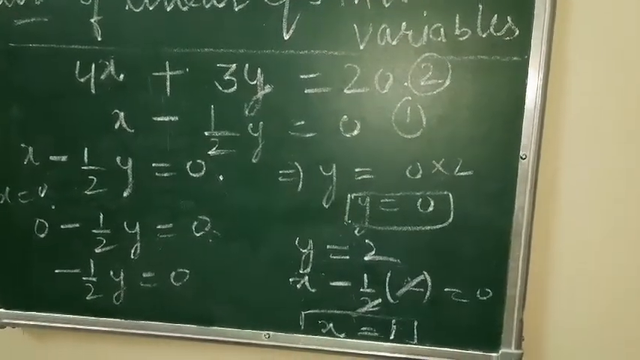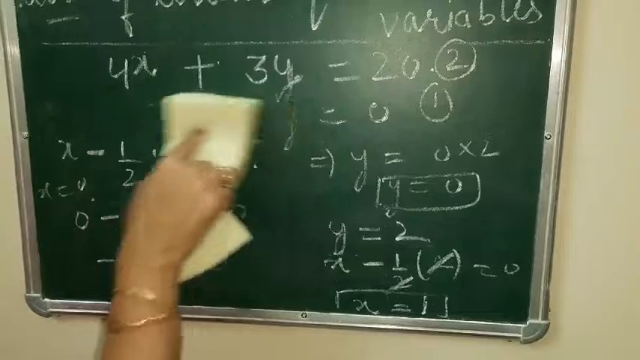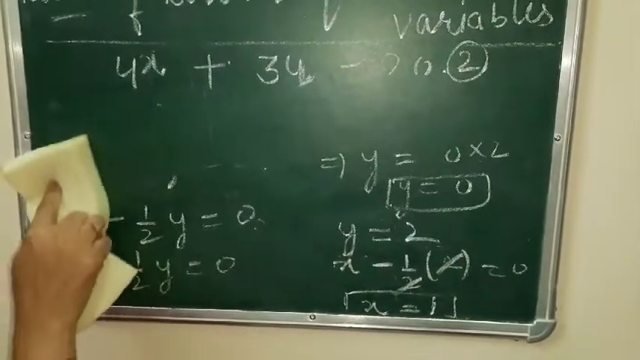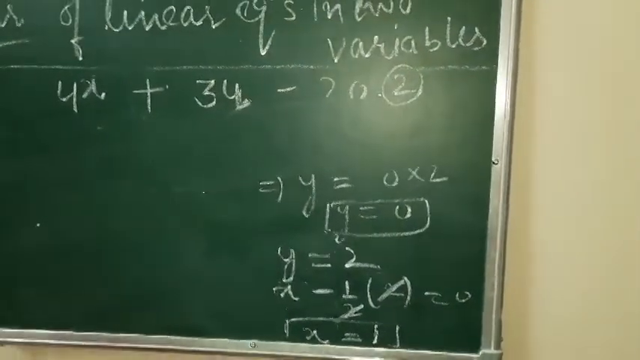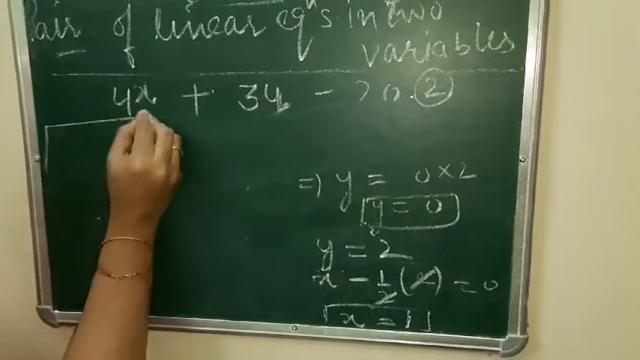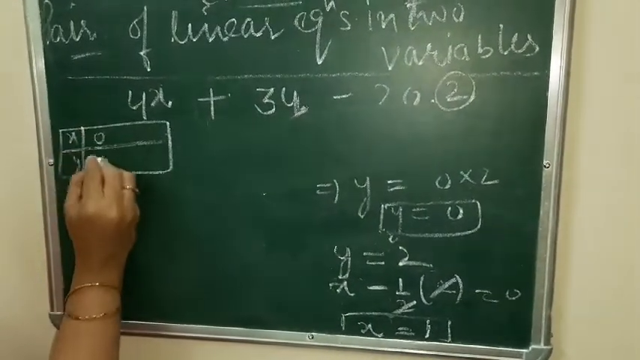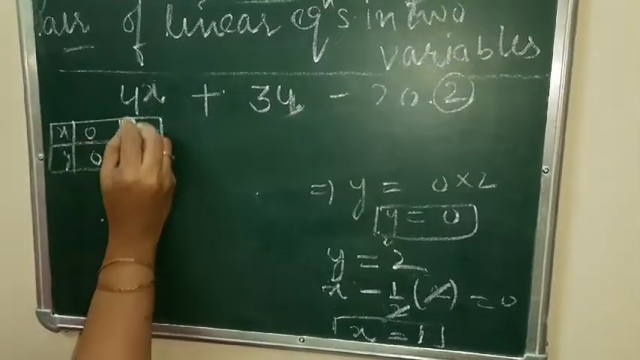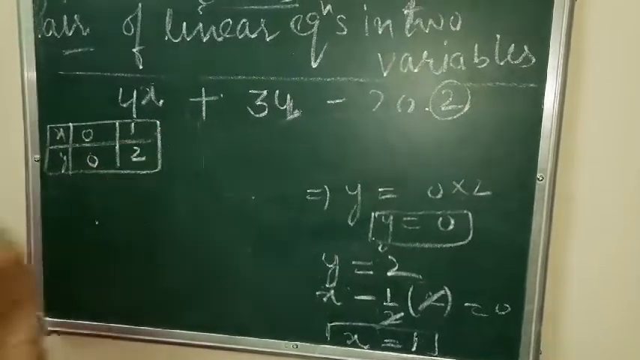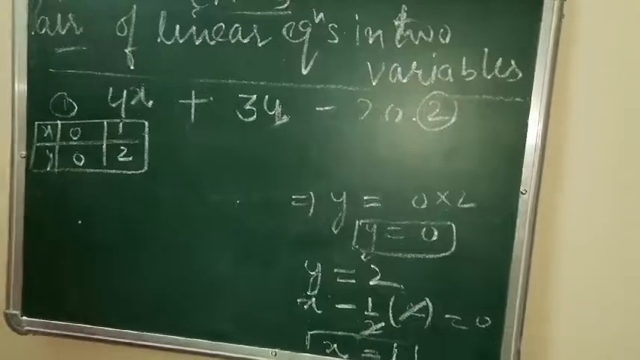If you have noted, I am just rubbing it because I don't have much space with me. So my first solution, I am making a small box for my first equation. If my x is 0, my y is 0. If my x is 1, my y is 2. So this is for my first equation.